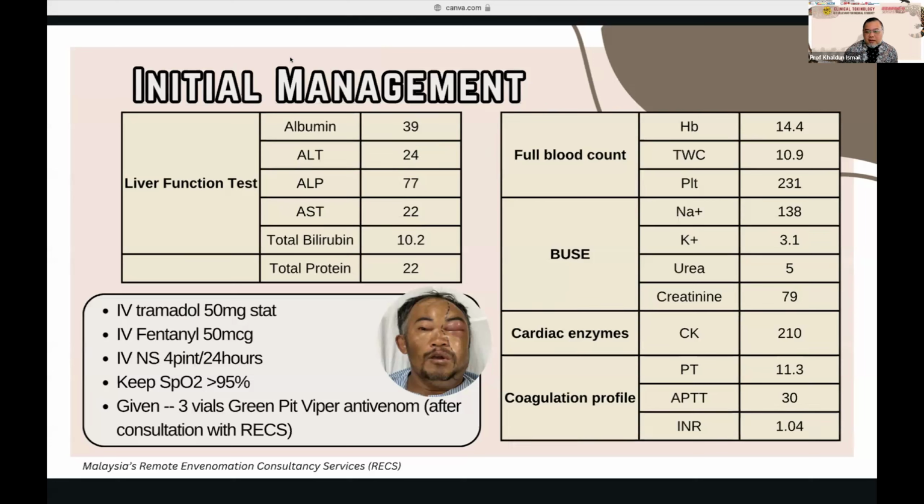We don't always trust just the initial reading. We always do a serial reading. We repeat 4 to 6 hours after the first bite, the first result. And what we are concerned about here is the green pit viper. So we look at the coagulopathy, we look at the platelet count, as well as the white cell count. At the moment, the initial looks quite normal, right? But maybe we can see the progress.